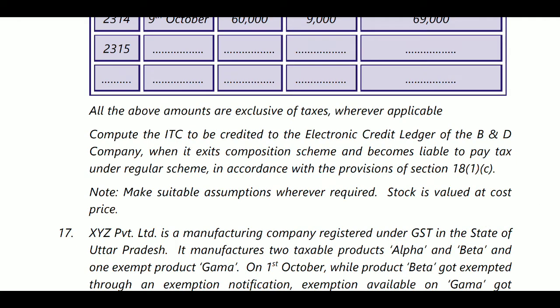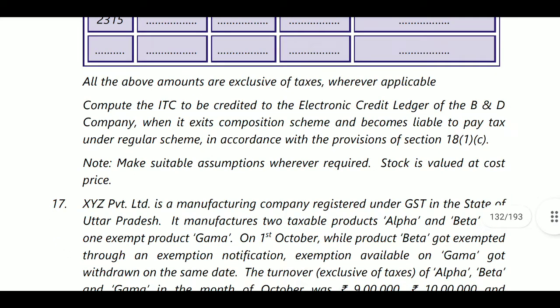Compute the ITC credited to the electronic credit ledger of B and D company when it exits. They are only telling that there is an existing composition scheme and it becomes liable to pay tax under the regular scheme in accordance with the provisions of section 18(1)(c). So make suitable assumptions whenever required. So stock is valued at cost price.